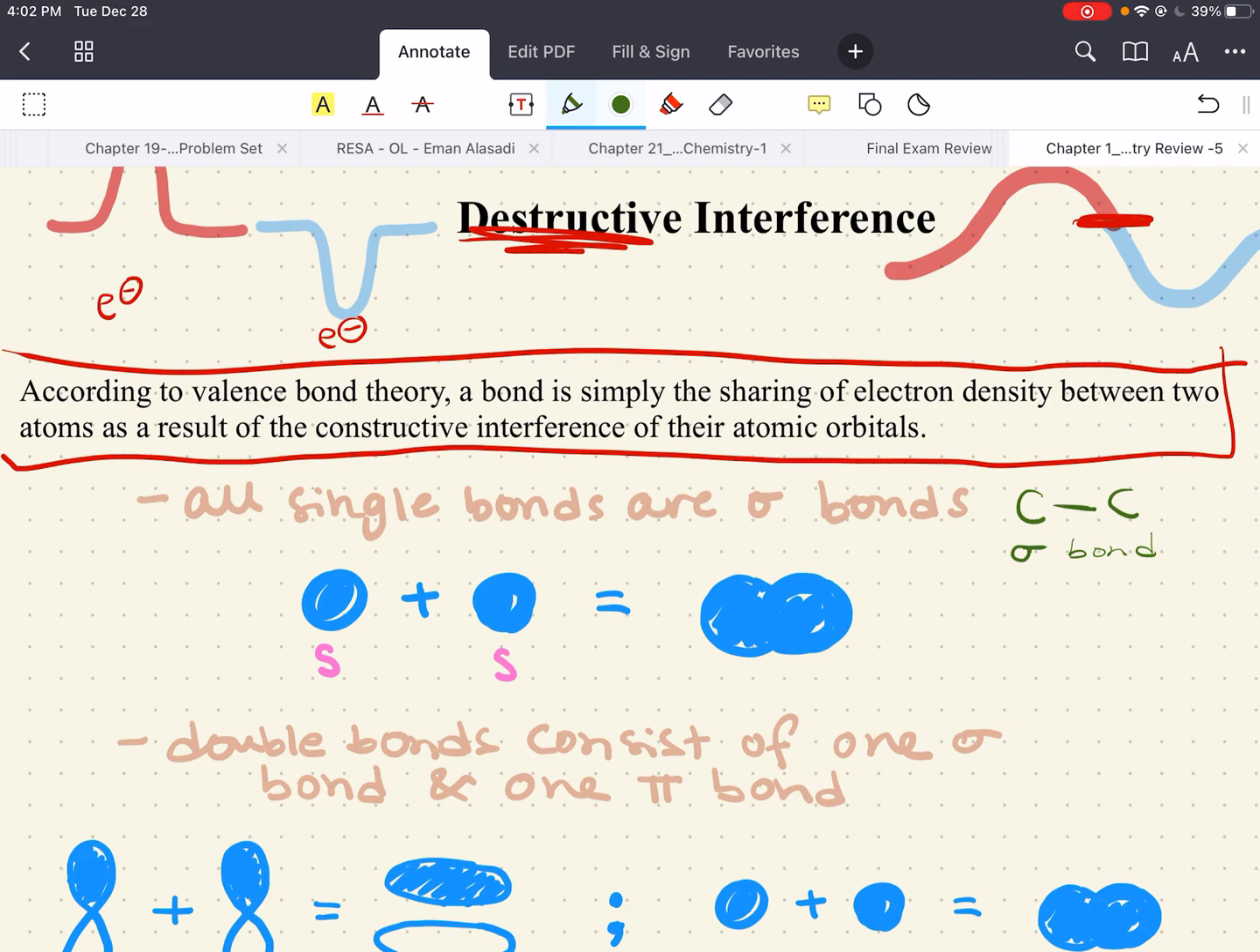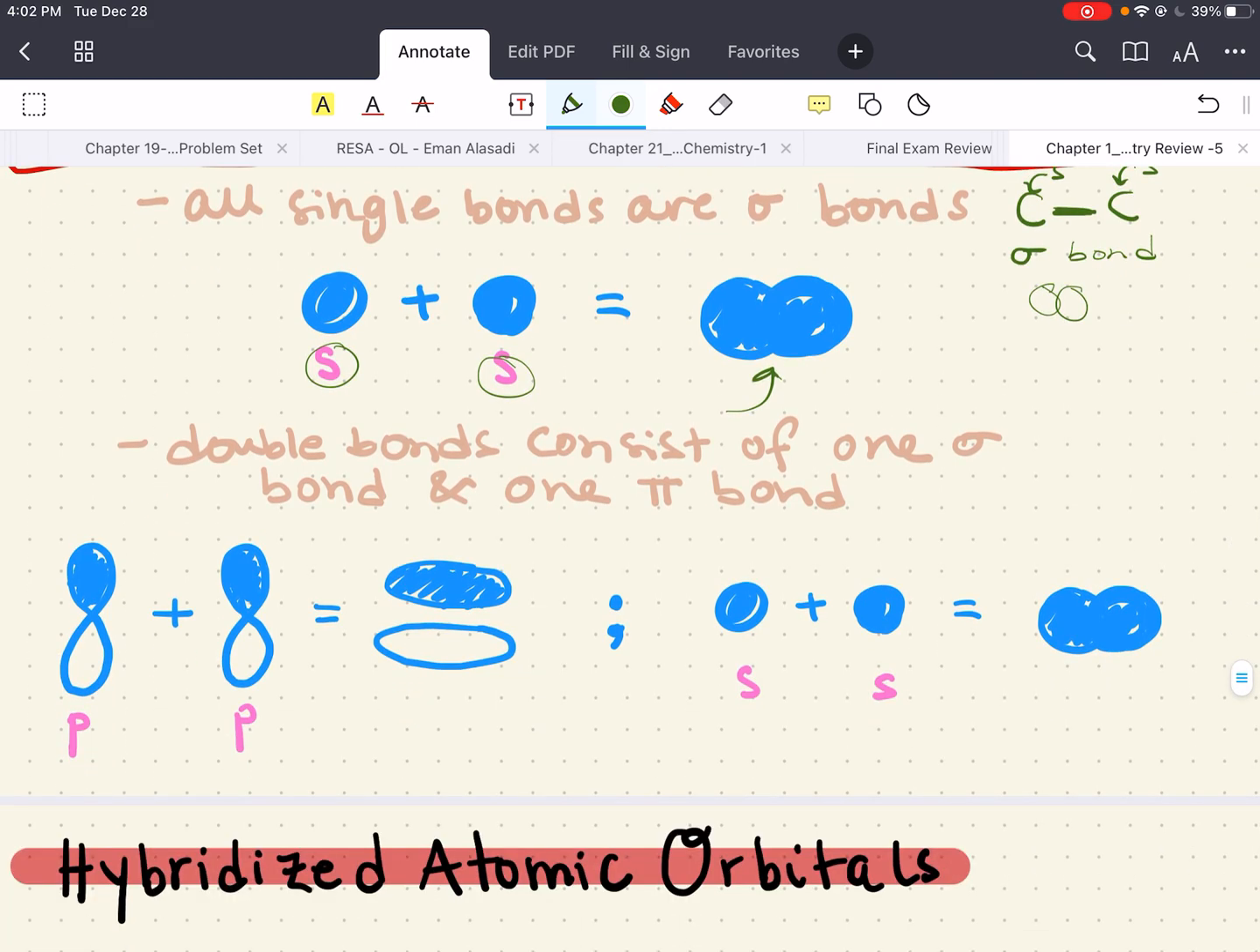So what that means is this bond is formed via the overlap of the carbon's s orbital and the other carbon's s orbital. So there are two s orbitals, they overlap to create this single bond. Now, double bonds consist of one sigma bond and one pi bond. Pi bonds are the overlap of two p orbitals, a p orbital from one carbon and the p orbital from another carbon if we're looking at a carbon double bond.